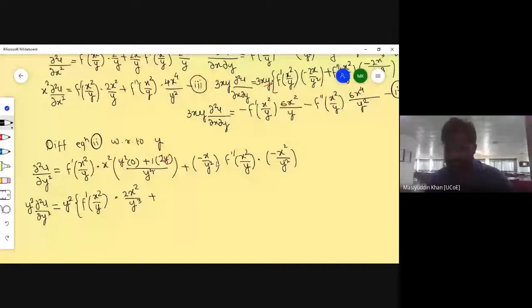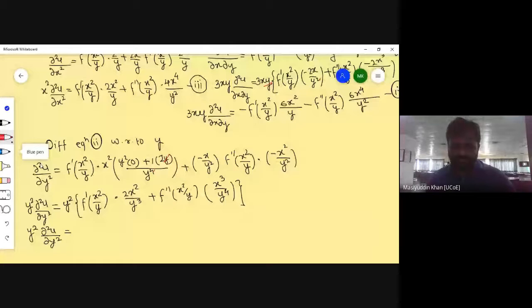So here we get f double dash of x square by y into x cube by y raised to power 4, this is our part. Now multiplying by y square, you will get y square into dou square u by dou y square, which is equal to: while multiplying y square, this part is cancelled with this cube, and this part is cancelled with this power. Here 2 remains.